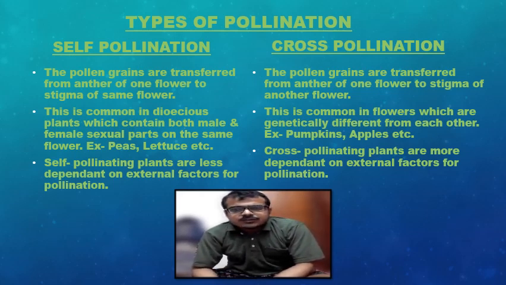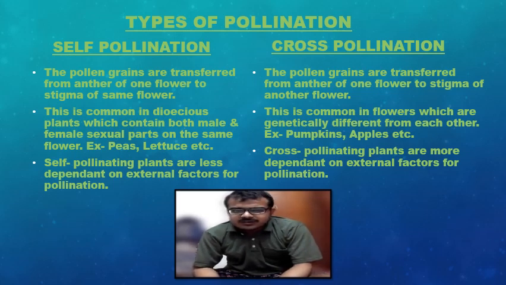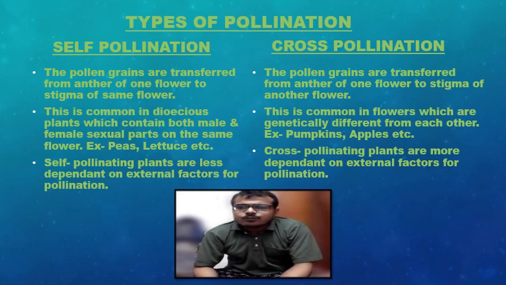Now self-pollination, you can see that it occurs in dioecious plants. What are dioecious plants? The plants which contain both the male and female sexual parts on the same flower. So a single flower has both the anther and the stigma, so that the pollination can take place in the same flower, like peas, lettuce, etc. And cross-pollination occurs in flowers which are genetically different. We call those plants monoecious, that is, they have different flowers for male and female. So of course two different flowers are involved. Examples are pumpkins, apples, etc.